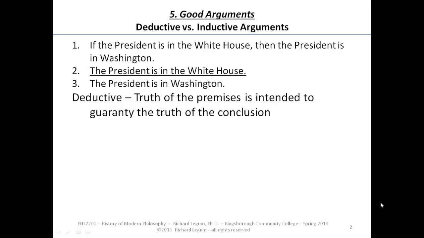The reason the word is intended there is that what makes something a deductive argument is what the person who is giving this argument, defending this argument, is intending. People sometimes give bad deductive arguments, or they think it's a good argument and they're incorrect. So deductive versus inductive depends on what the person intends.